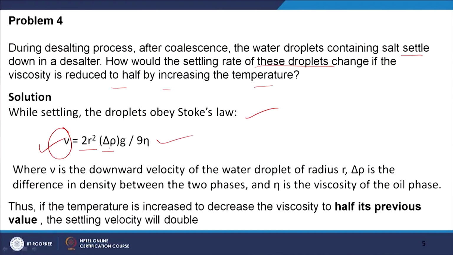So, we can assume this as a laminar flow, and then Stokes law will be applicable, and this is the formula of Stokes law. So, V, the terminal settling velocity, is 2 r square del rho, the density difference, divided by the viscosity of the media. Now, what is happening? This is inversely proportional to viscosity. The viscosity is reduced to half. So, if viscosity is reduced, then this will increase. Thus, if the temperature is increased to decrease the viscosity to half its previous value, the settling velocity will be doubled.